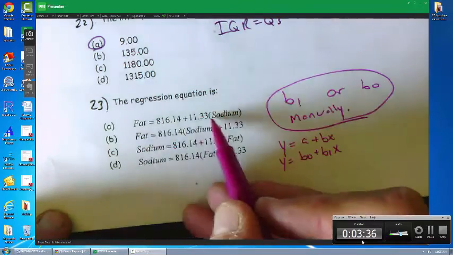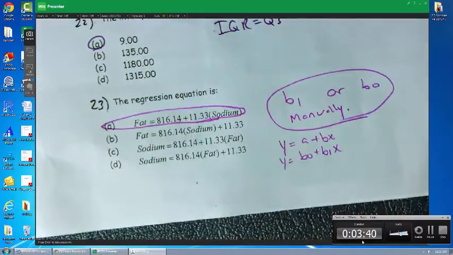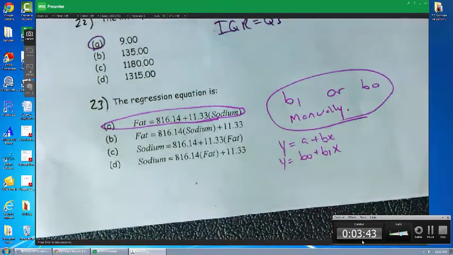So A is 816. B is 11.33. Y was fat. X was sodium. The answer is A.